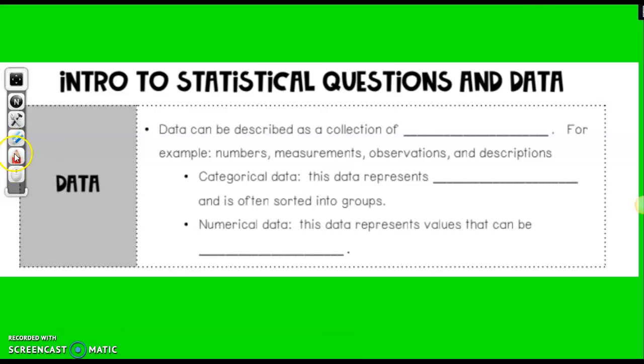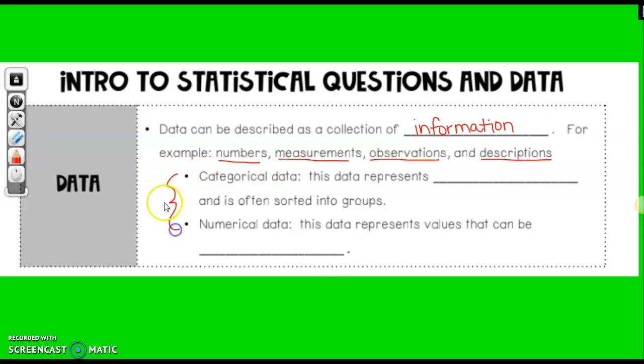This is where we're starting to talk about data, however you like to say it. And we talk about different kinds of data in math. You guys have collected data in the past, I'm sure, just by asking a simple question. Data can be described as a collection of information, essentially. So for example, it could be numbers, it can be measurements, it can be observations, and it can be descriptions of things. And then we want to break that type of information down into two types. So these are our two types of data.